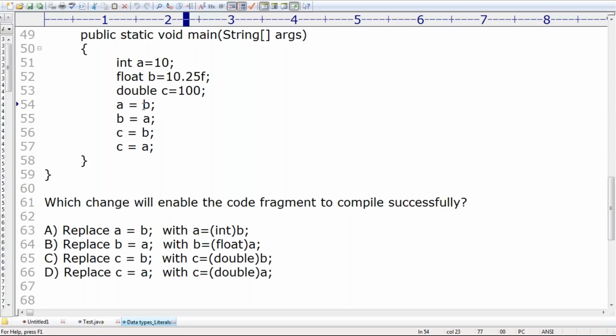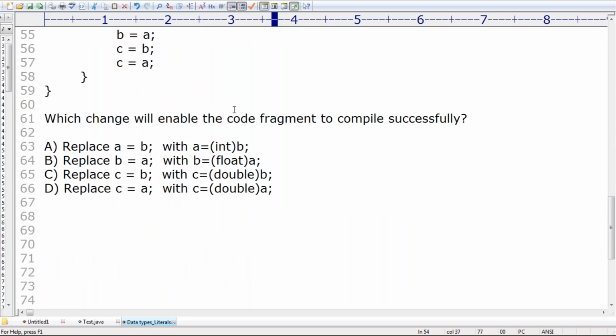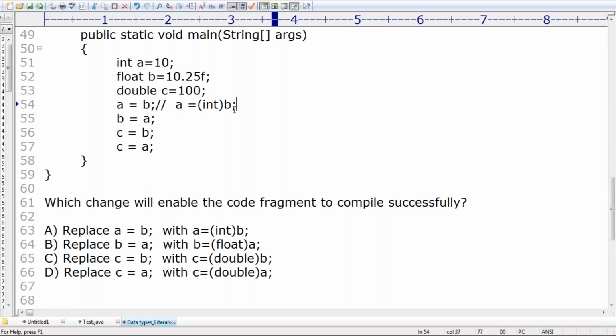Sir, how can I solve this problem here? We can perform explicit typecasting. Correct or not? Can you please replace A equals B with A equals int of B? If this line is replaced with this line, will the code automatically compile or not? Yes. Which one is the correct answer? Good. Replace A equals B with A equals int of B.